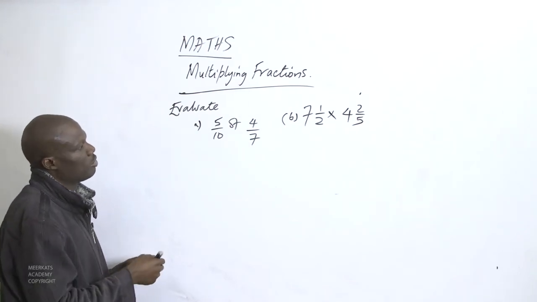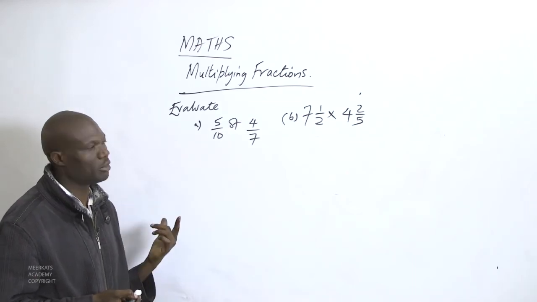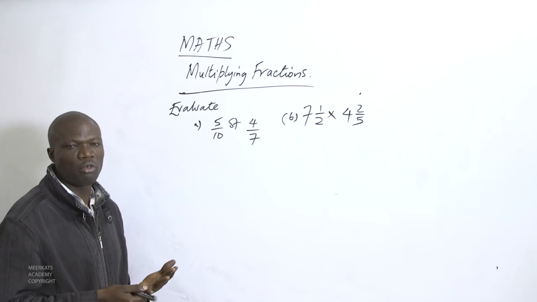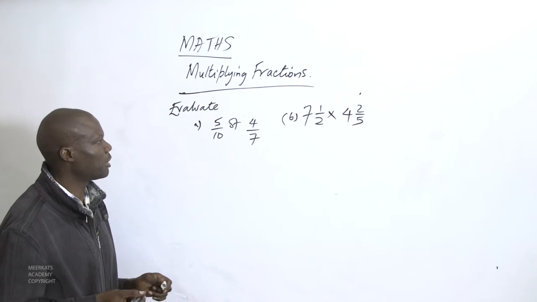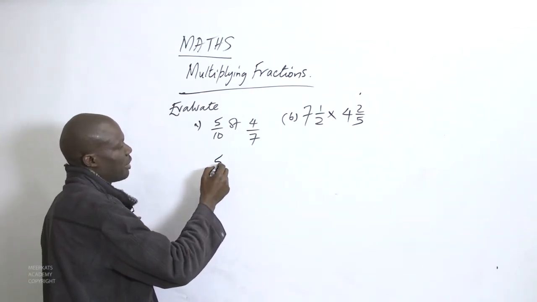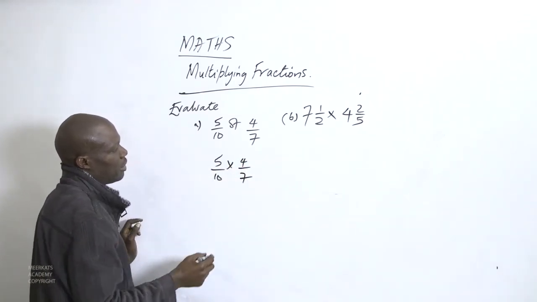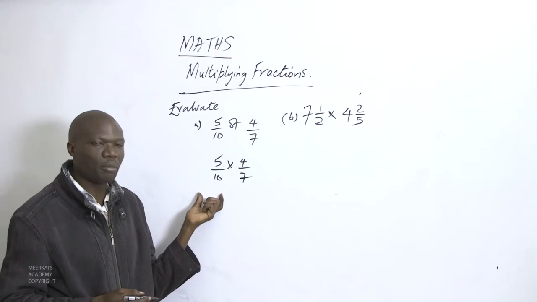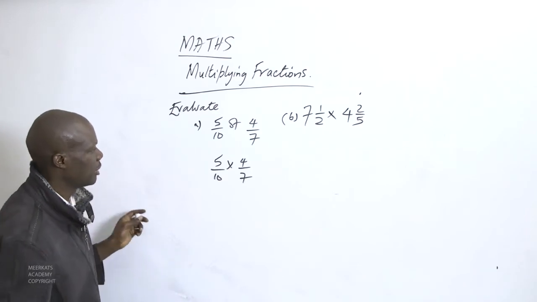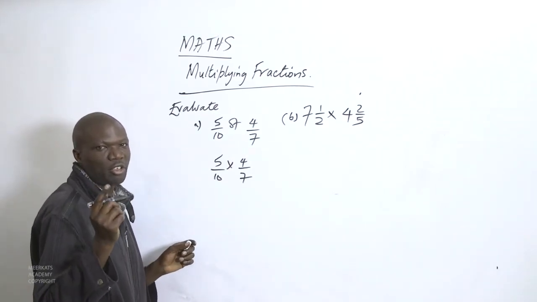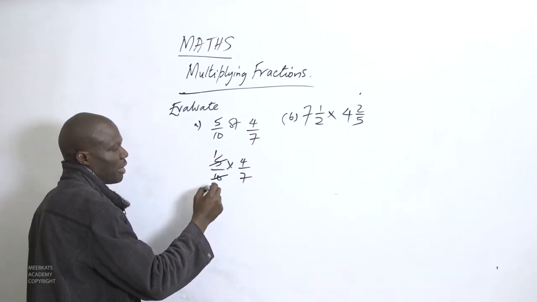Now for the first one, as we look at the solution, they are testing us if we know the meaning of the word of. As we saw earlier on, of, lots of, times, all of them stand for multiplication. So we shall rewrite this and say 5 over 10 times 4 over 7. Then we look at it. In this particular problem, can we cancel vertically or diagonally? Yes. 5 and 10 have a highest common factor of 5, so we can simplify by saying 5 by 5 is 1, 10 by 5 is 2.